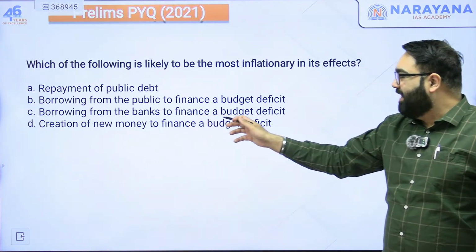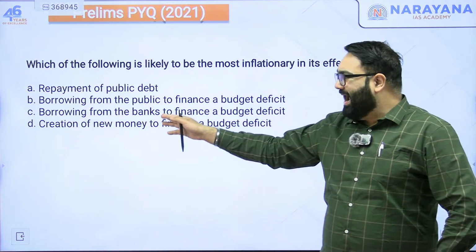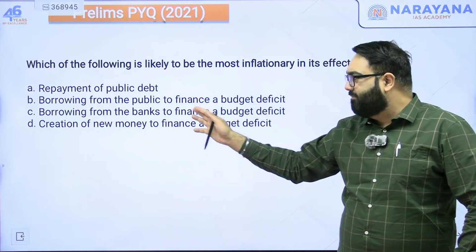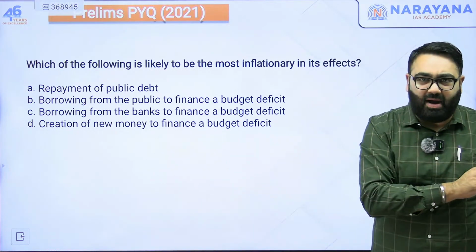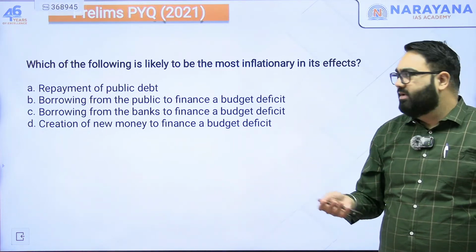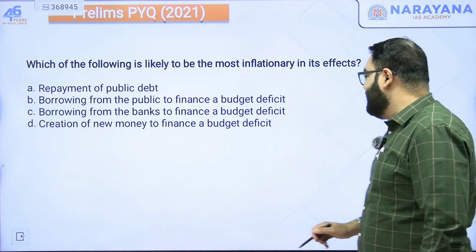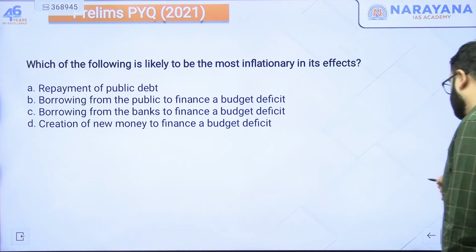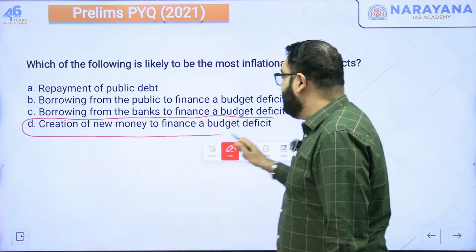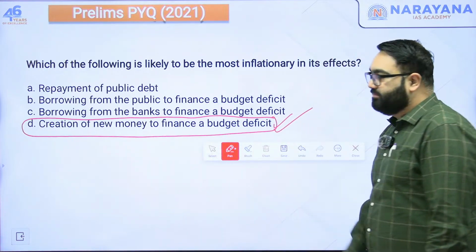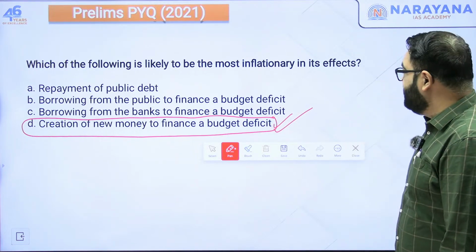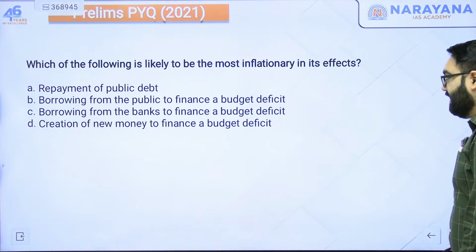Borrowing from the bank to finance a budget deficit: again, the government will spend money in the market, but the borrowing from the bank will mean money supply is reducing from the market. Banks will not be able to give loans to the public because they are giving loans to the government itself. Fourth, creation of new money to finance budget deficit, yes, that will lead to inflation. When we mean creation of new money, it means printing of new money. That will lead to inflation. So the answer here is D. This is the one that is most likely to have an inflationary effect in the market. D would be the answer here.